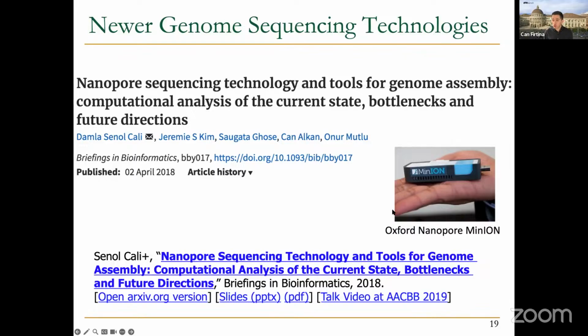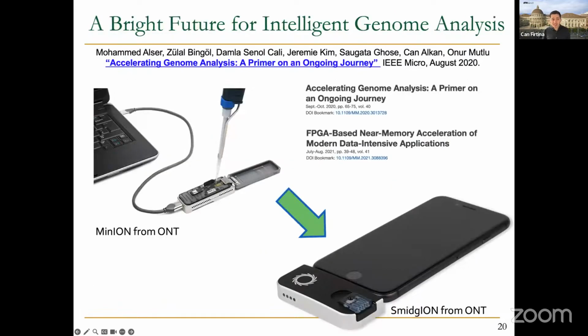And if you are interested in learning more about, for example, one of the newer sequencing technologies known as Oxford Nanopore technologies, you can take a look at this paper. But what we really see is that there is a bright future for analyzing the genomes intelligently, because there are certain conditions, certain limitations that each genome analysis application may require.